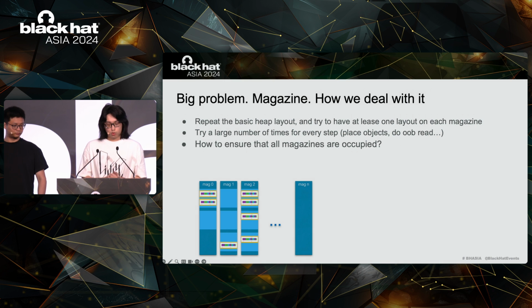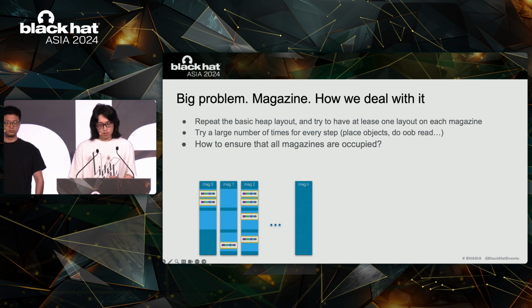But what if we do a heap layout in all of the magazines? Yes, this is the countermeasure we came up with. First, repeat the basic heap layout and try to have at least one complete layout in each magazine. Then, for each subsequent step of the operation, try a large number of times to ensure that our out-of-bounds write and the information that needs to be leaked happen to be in the same magazine. It doesn't matter if they are not in the same magazine, because we have layouts in each magazine, which will not cause a crash. We just need to keep trying. At this point, we are left with the most important question: how to ensure that all magazines are laid out.